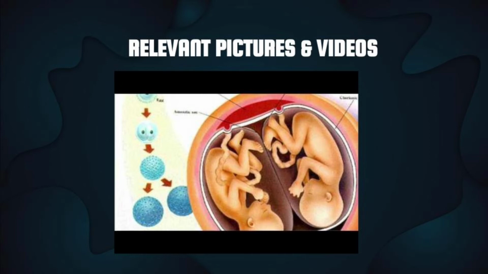So for the identical twins, it is one egg, one sperm, and they share the same placenta, but they have separate amniotic sacs. So this is diamniotic monochorionic. And here we have fraternal twins, which is 2 eggs, 2 sperms, and they have separate placentas and also separate amniotic sacs. So they are diamniotic and dichorionic.